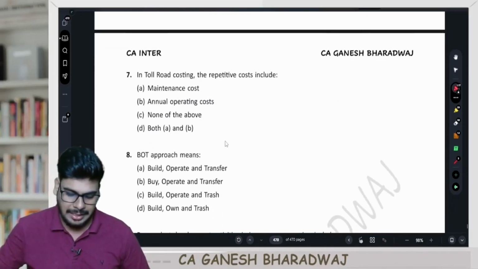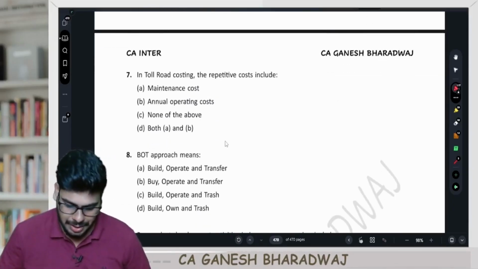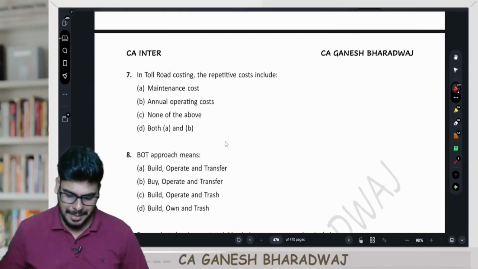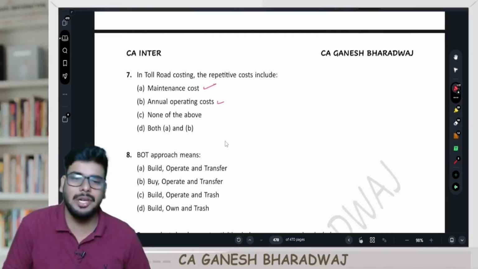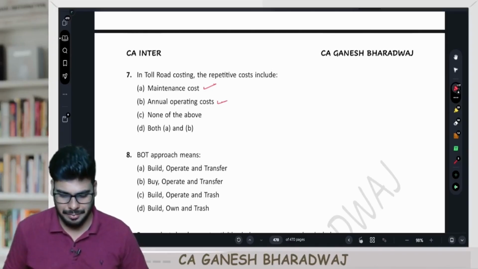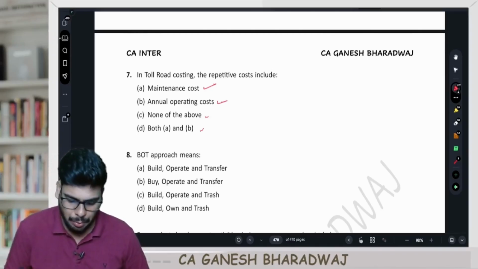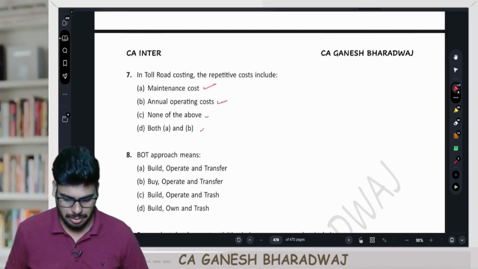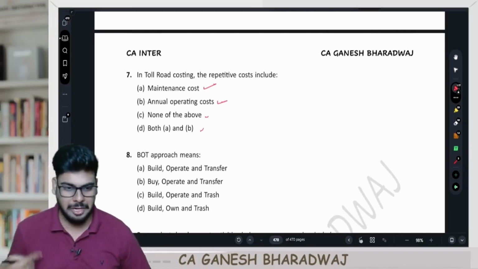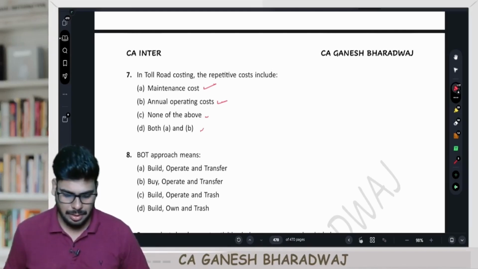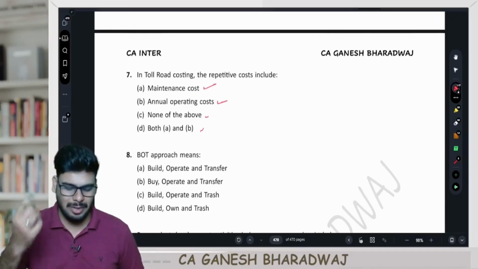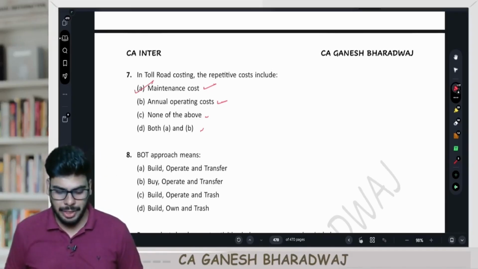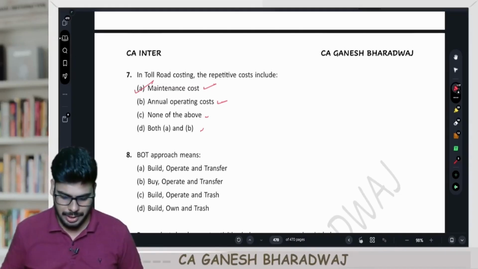Then, in toll road costing, the repetitive costs include what? What are the repetitive costs? Maintenance cost is repetitive or annual operating cost is repetitive? Or none of the above, both? Repetitive means frequently incurred. Annual operating is incurred only once a year. Maintenance, obviously, you need to do every day. Are you clear with this?